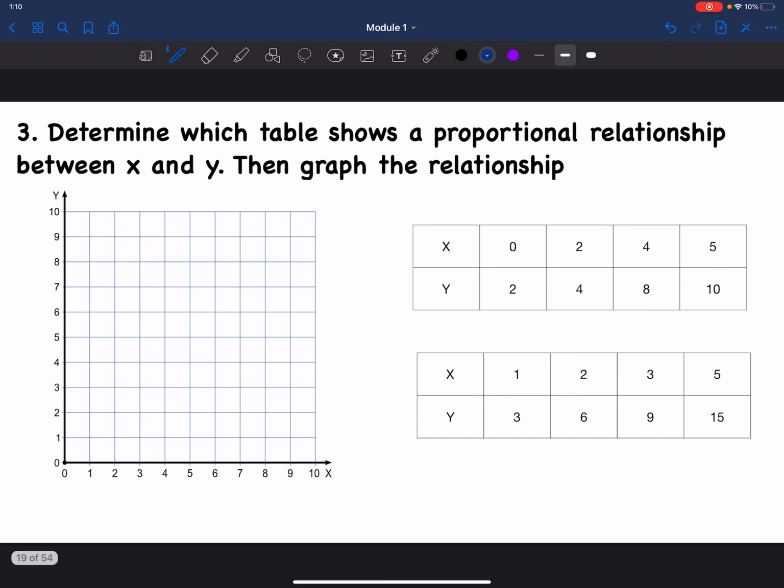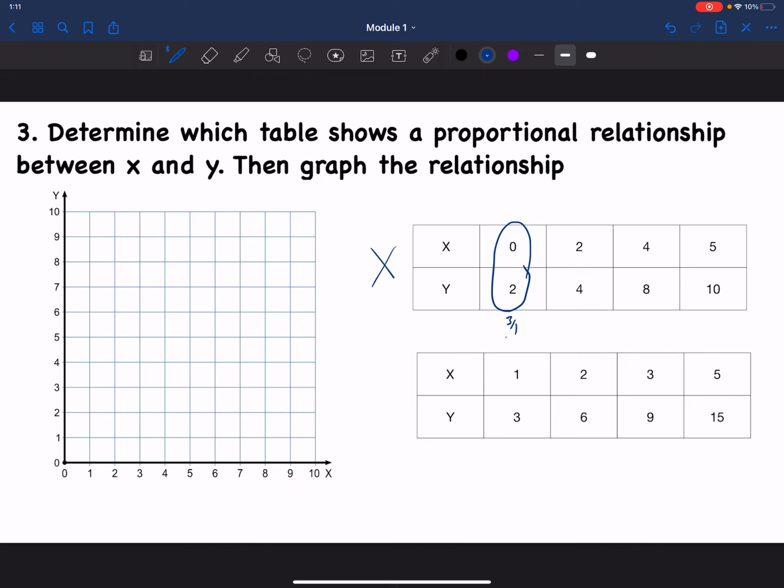Let's look at 3. Determine which table shows a proportional relationship between x and y, then graph the relationship. Okay, so I can immediately, without doing anything, tell this one is not proportional because all proportional graphs have the point 0, 0, and this has the point 0, 2. I'm going to go ahead and check my next one.